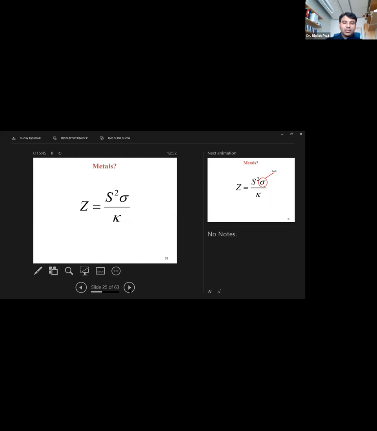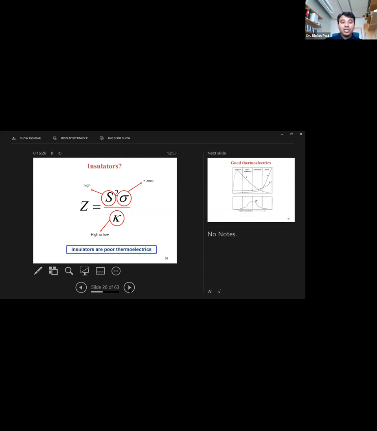So now we try to understand which materials are good for thermoelectric application. What do you think about metal? Metal has high electrical conductivity, but it has low Seebeck coefficient and also high thermal conductivity. So finally, metals are poor thermoelectrics. What about insulators? They have high Seebeck coefficient and high or low thermal conductivity depending on the type of material. But definitely all insulators have electrical conductivity near 0. That means again insulators are poor thermoelectrics.